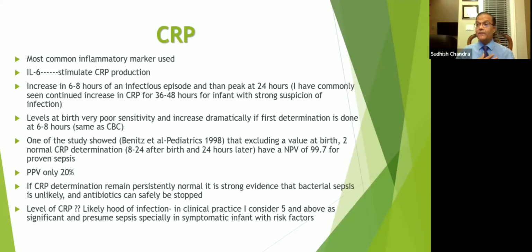And many times it has helped me to rule out, let's say, staph epi infection, whether it is a contaminant or a real infection. Many times when the CBC and CRP are both normal, we are very assured that it is not a real infection, it is just a contaminant. Again, the positive predictive value is similar, around 20%. And if the CRP determination remains persistently normal, it is strong evidence that bacterial sepsis is unlikely, close to 100%, and antibiotics can safely be stopped.